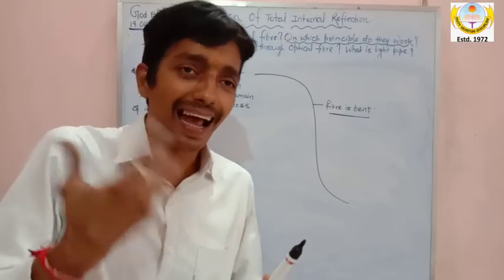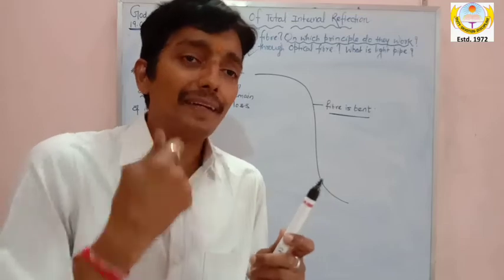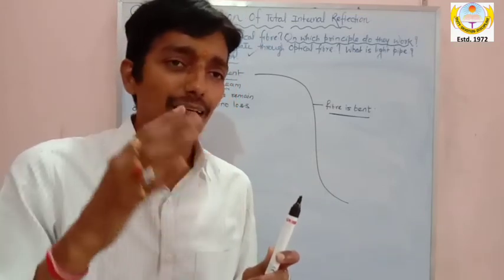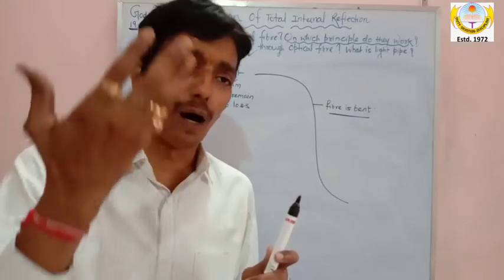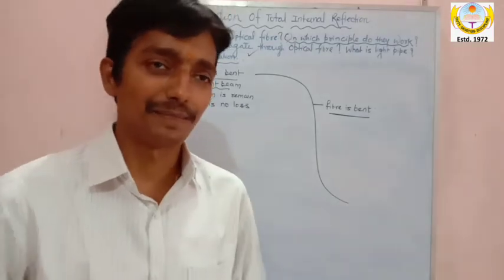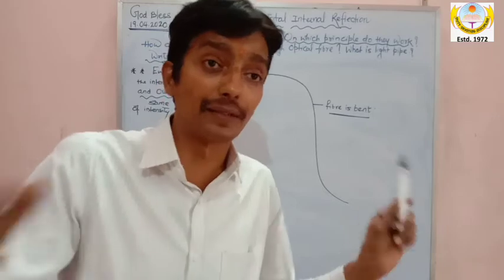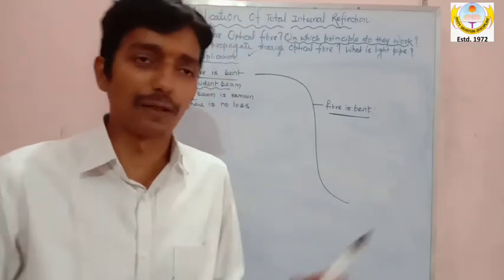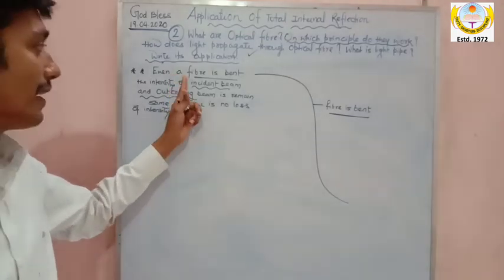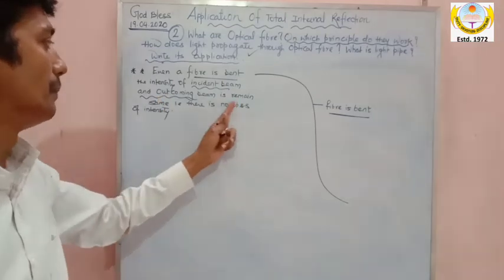So this fiber has a kind of property of bending, and even if it is bent, sir, the intensity of the optical signal, the entering and outcoming beam, should not be different. There should not be any loss of intensity. Sir, bending does not cause intensity loss; nothing like that happens. So my dear, this is very important: even if a fiber is bent, the intensity of the incident beam and outcoming beam remains the same.